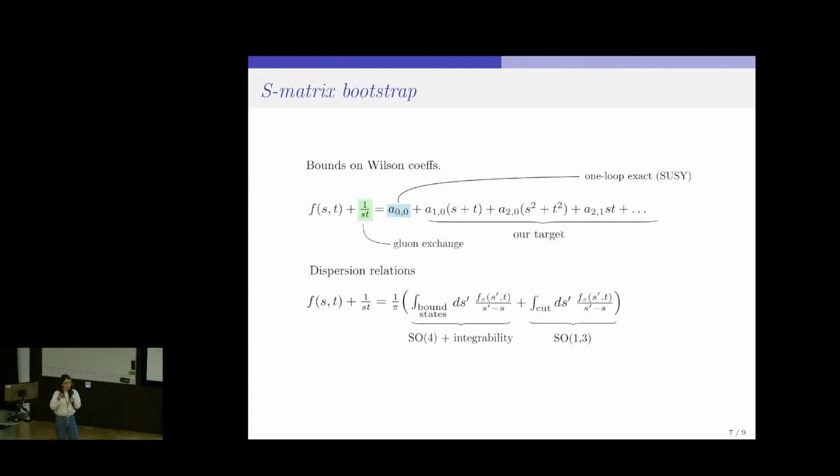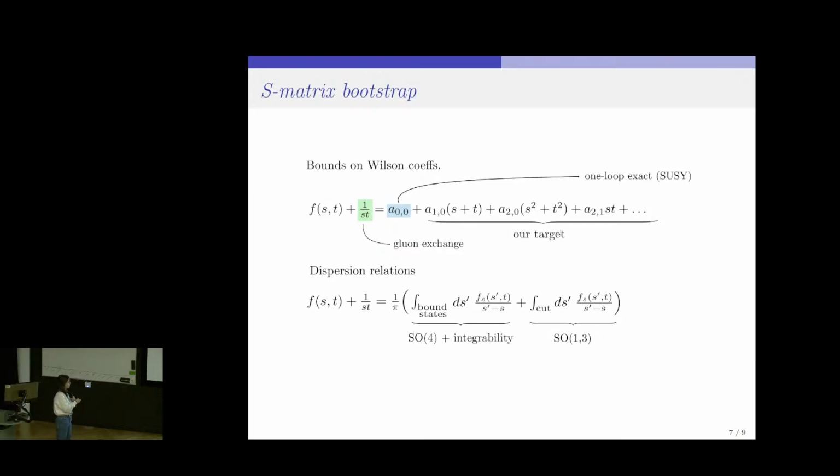So now the idea is to use the knowledge that we have coming from integrability of the spectrum of bound states and this enhanced unitarity to use them in the bootstrap to put some bounds on our amplitude. In particular, the usual observables that we bound in the S-matrix bootstrap are Wilson coefficients. So these are the EFT couplings that appear in the low energy expansion of the amplitude F. And let me point out that two of these coefficients are actually already fixed. So we have this 1 over ST given by the tree-level glueball exchange. And then we have A00, which is one-loop exact thanks to a non-renormalization theorem from supersymmetry. So our target is to bound A10, A20, A21, or suitable ratios of them by using S-matrix bootstrap.